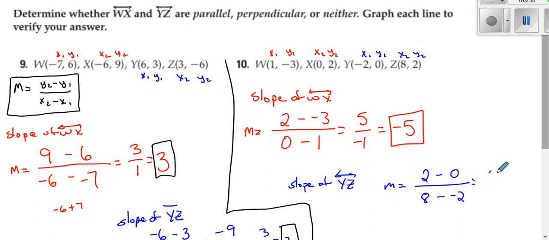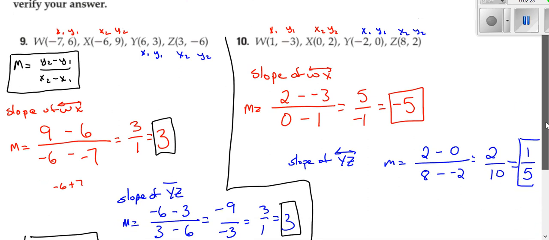2 minus 0 is 2. 8 minus a negative 2 would be like 8 plus 2, which is 10. 2 over 10 simplifies down. 2 goes into both of those. We get 1 over 5. So here's the slope of the second line.